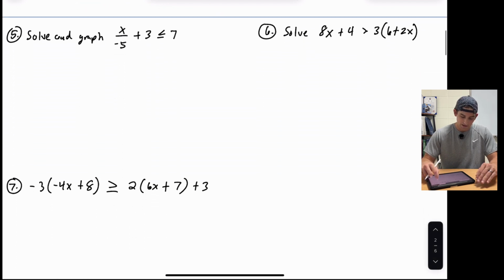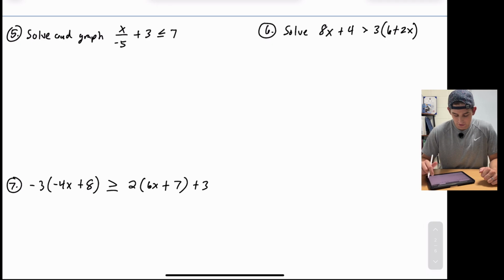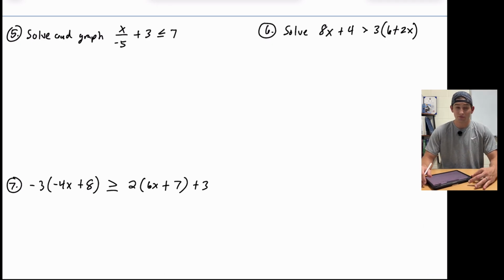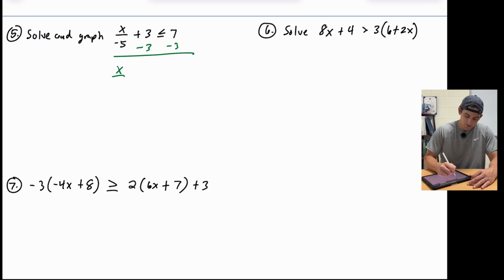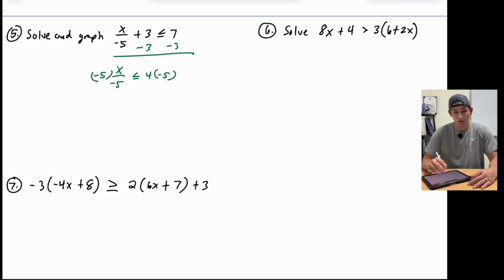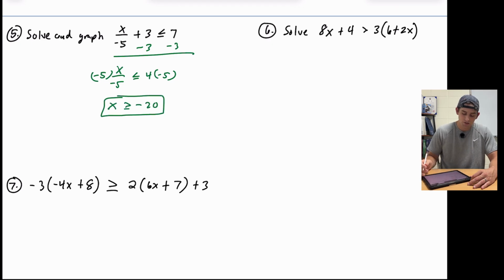All right. 5, 6, and 7, let's start here with number 5. It says solve and graph x divided by -5 plus 3 is less than or equal to 7. So I'm going to start off by subtracting 3 from both sides. So now we have x divided by -5 is less than or equal to 4. And now we can multiply both sides by -5. So there we go again, multiplying by a negative for an inequality. So we do have to reverse the sign of the inequality symbol, reverse the direction. So we end up with x is greater than or equal to -20. So if we want to draw that on a number line, we can put -20 here.